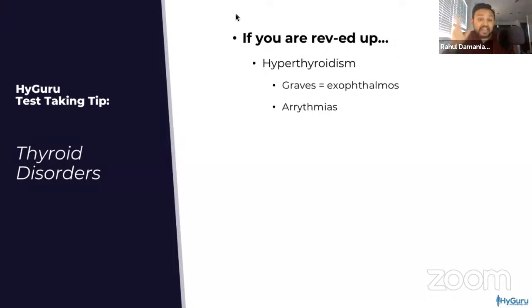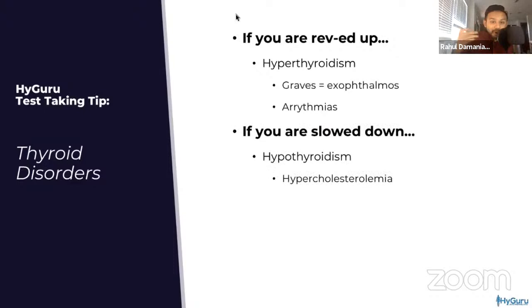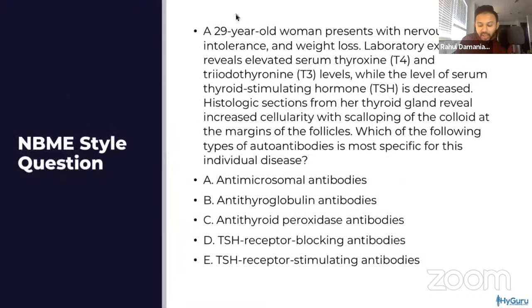On the other hand, if the question is talking about a patient who has bradycardia, who, for example, is going to be very, very cold all the time, or who is going to have hyporeflexia or even hypercholesterolemia, which is a very high yield one, you are going to be thinking of hypothyroidism. So the point here is that as you're reading USMLE questions related to the thyroid, try to categorize based on if they're revved up or slowed down, whether or not you're dealing with hyperthyroidism or hypothyroidism. Let's go ahead and go through this question.